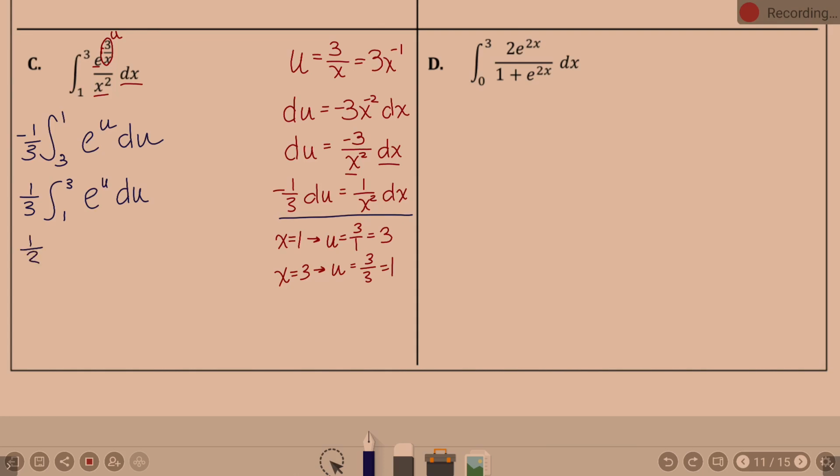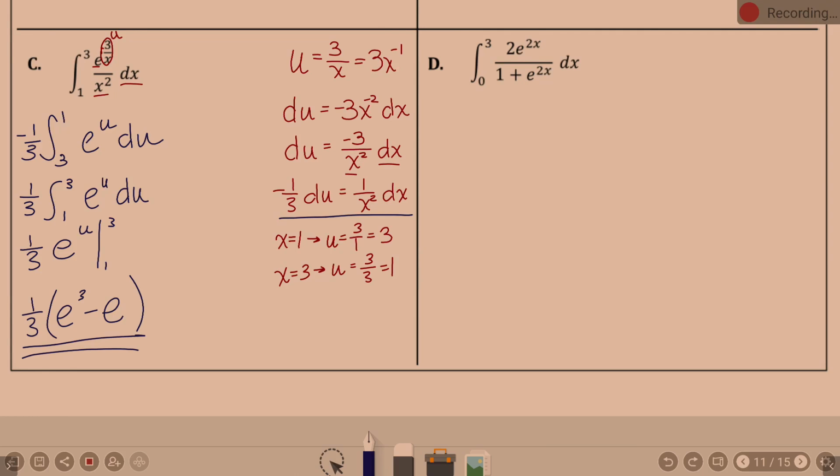1/3 times, what's the integral of e to the u? e to the u, evaluated from 1 to 3. You can, if you want, leave the 1/3 out front. It's a constant, right? Times e to the 3rd minus e to the 1st, which is just e. Now, personal opinion, that looks good to me. Okay.